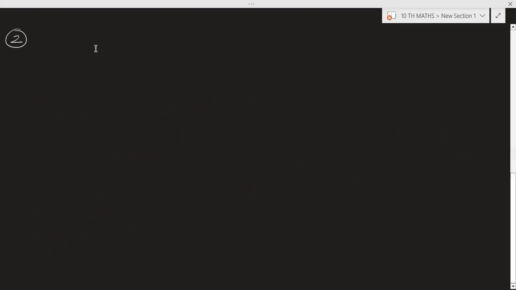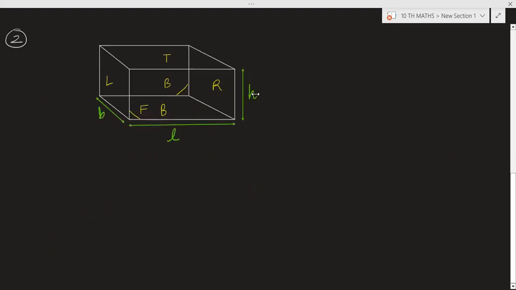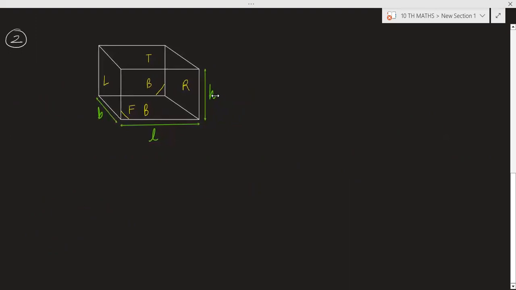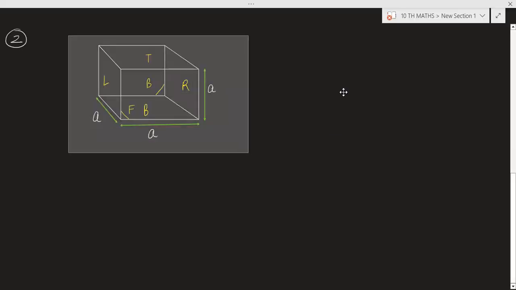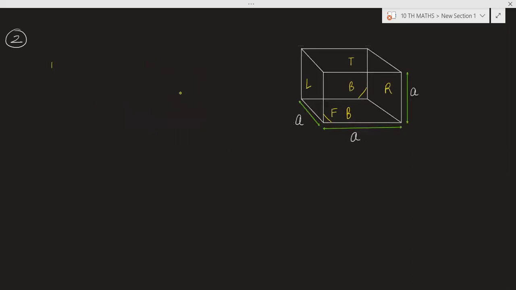Now the second figure is the cube. Basically a cube has all sides equal. I am supposing the side of the cube as A, so all sides of the cube will be A. In the case of the cube, the lateral surface area will be 4A square.